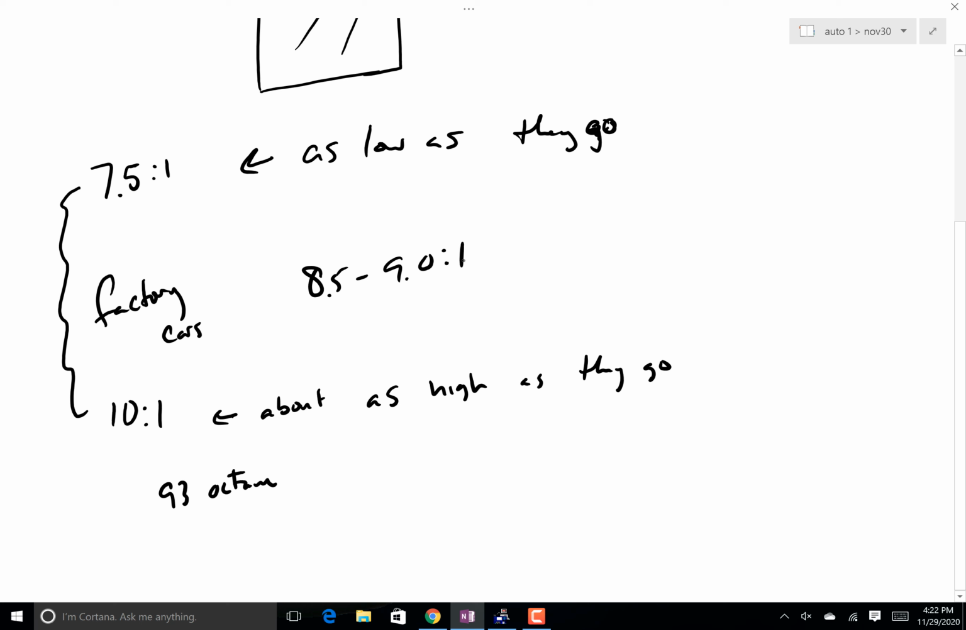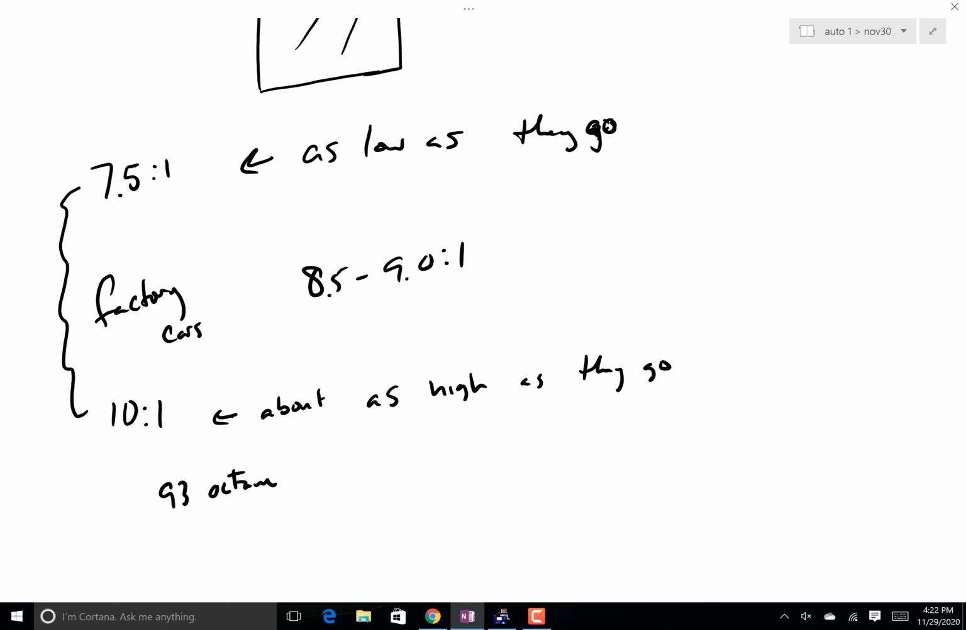But if you're just driving a normal grocery getter car, 8 to 9.5, and 8.5 to 9, maybe you see 9.3 or something, but it's in that ballpark. That is just always going to be true for your average car from the factory.